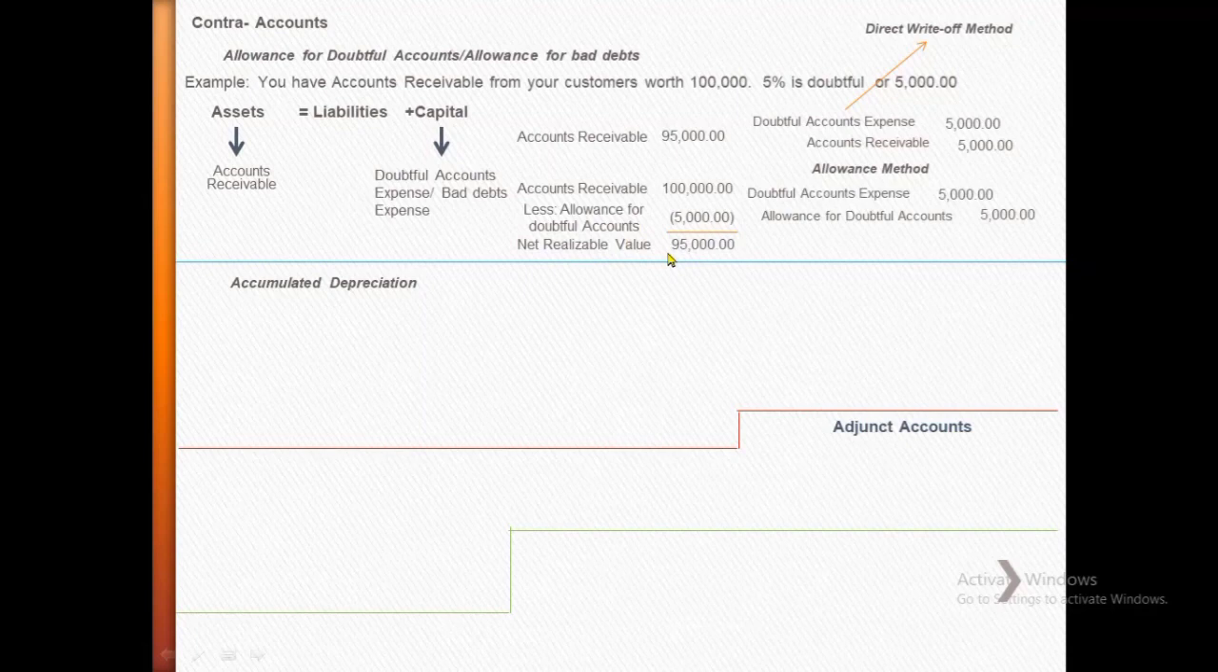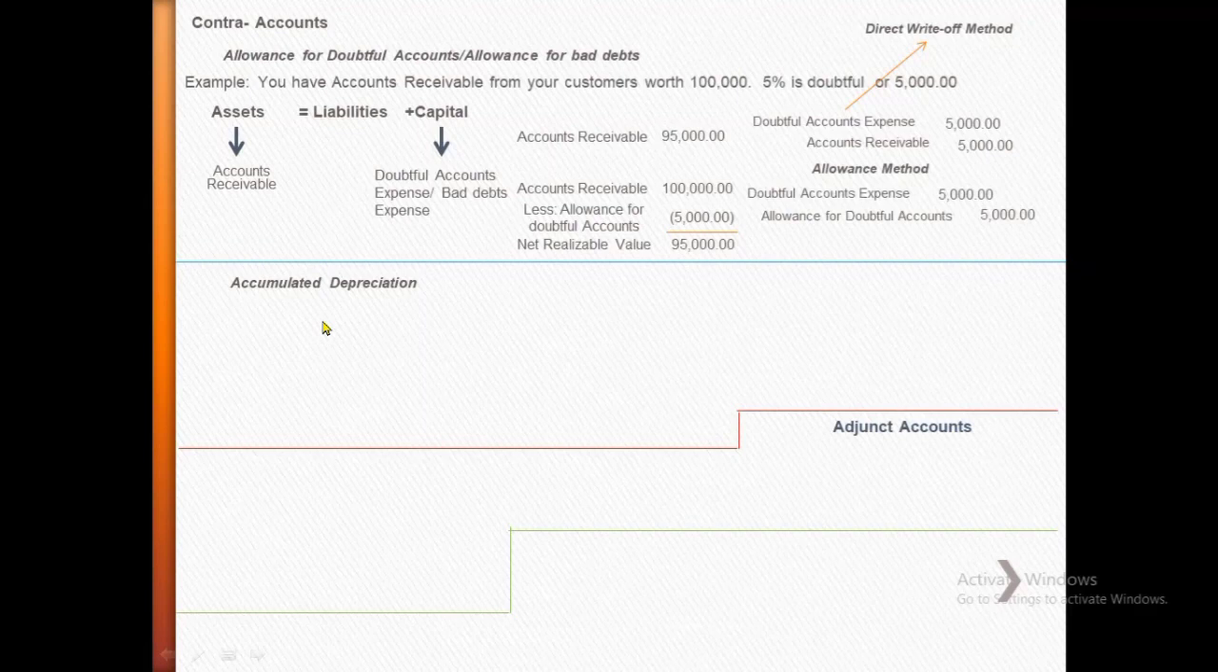So that's it for the allowance for doubtful accounts. But before we go to the accumulated depreciation, if you are asked what is the normal balance of allowance for doubtful accounts, then your answer should be credit. Let's go to the accumulated depreciation account. This is a contra asset of depreciable assets like machinery, equipment, building, and etc.